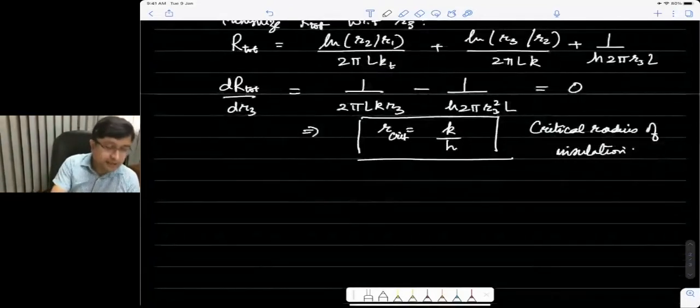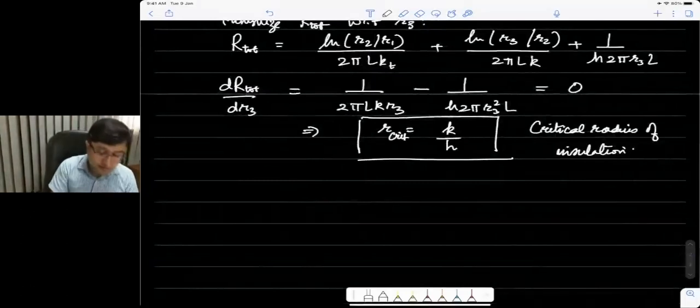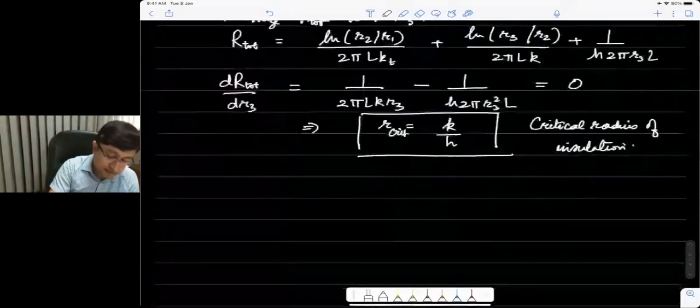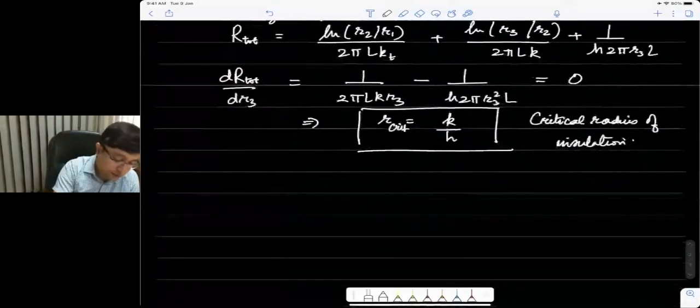You can take the second derivative and prove that R total indeed becomes minimum at this point. You should verify that; I'm not doing it here. Take the second derivative, put in this value and see.